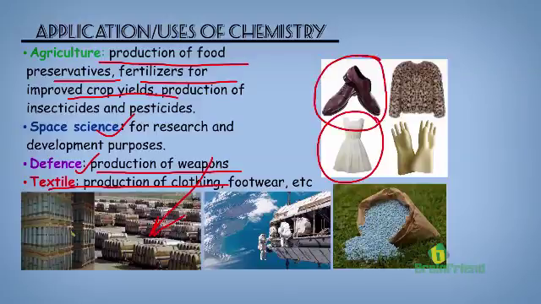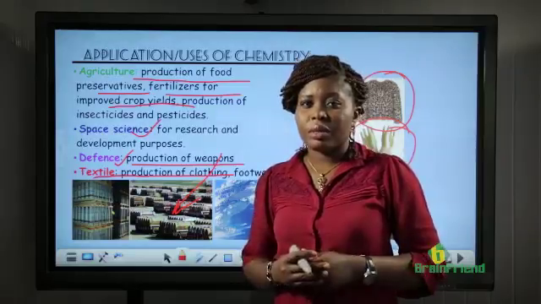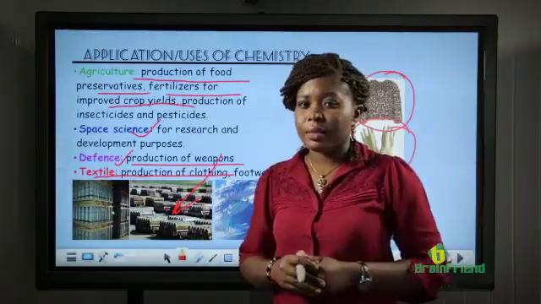Chemical activities also turn materials such as hides and skin into this kind of product, a shoe that can be worn by men. Also, chemists, through some chemical processes, can make use of animal fur to produce clothing we use to protect our body against cold. Also, they make use of raw materials such as latex to produce things like hand gloves that we can use. So the uses of chemistry is something that is endless.